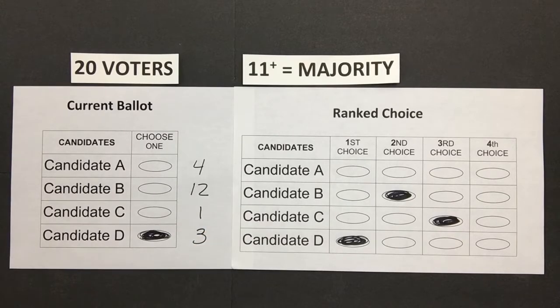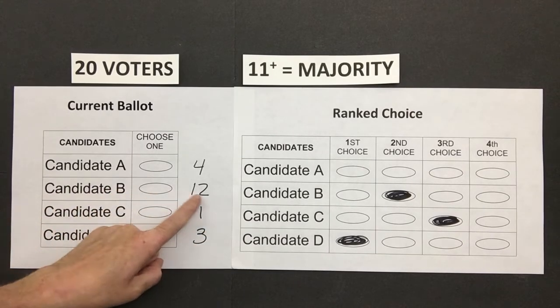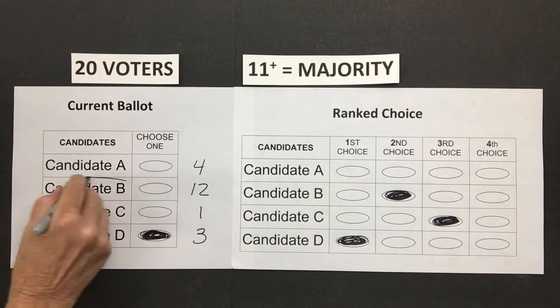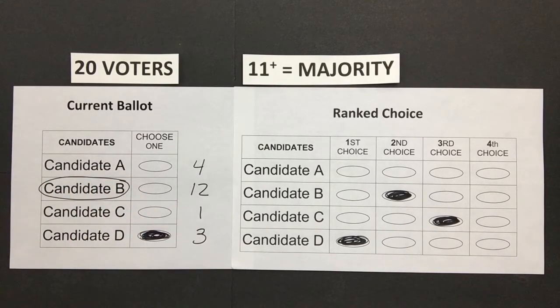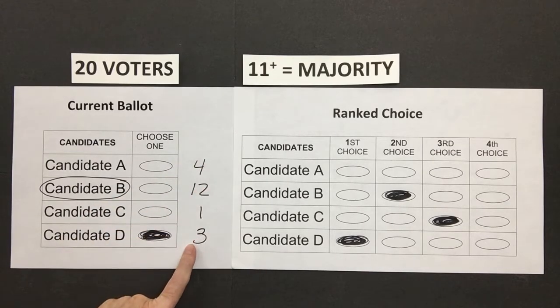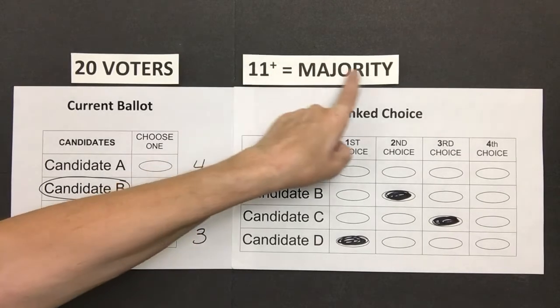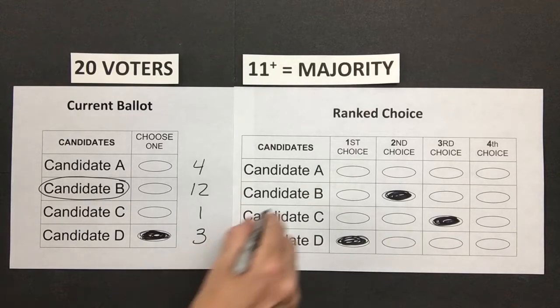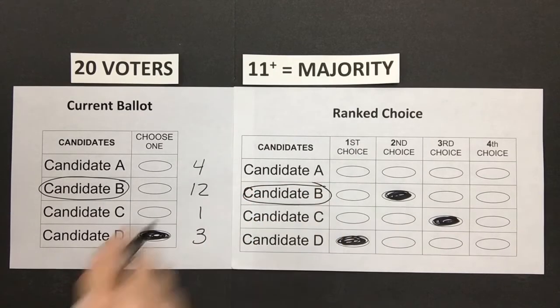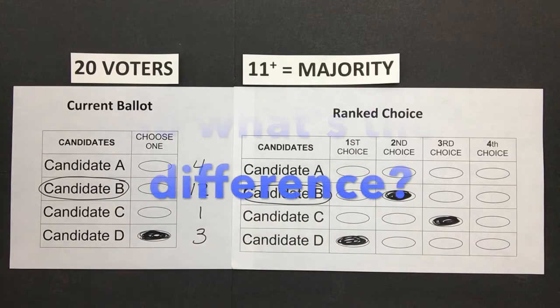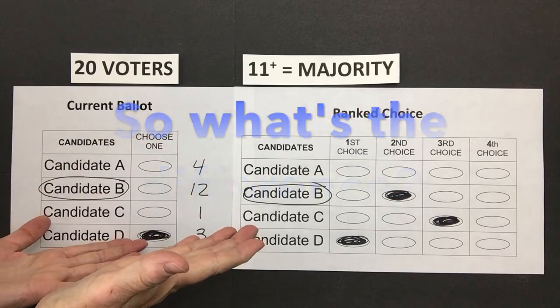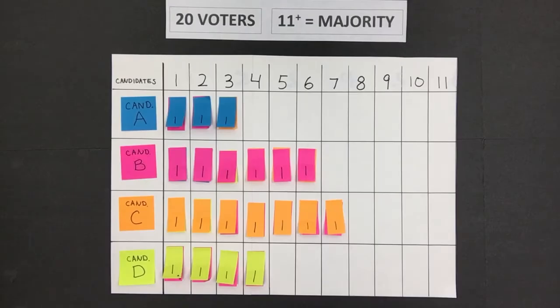In the current method, since candidate B received the most votes, they would be declared the winner. In ranked choice, the total of the votes would be the same, and since 12 votes is a majority, candidate B would still be declared the winner. So, what's the difference? We see the difference when the vote tally does not show a majority.